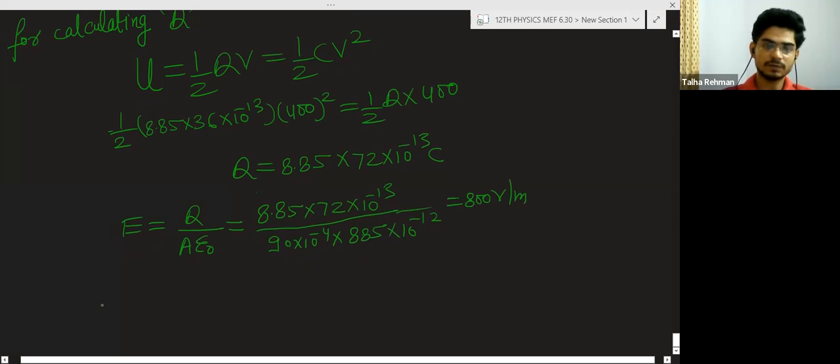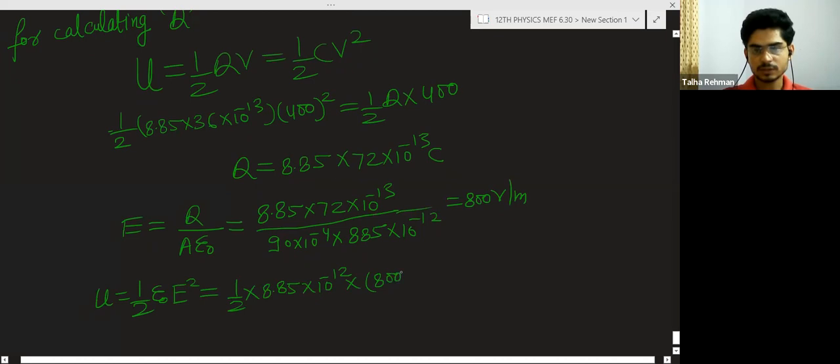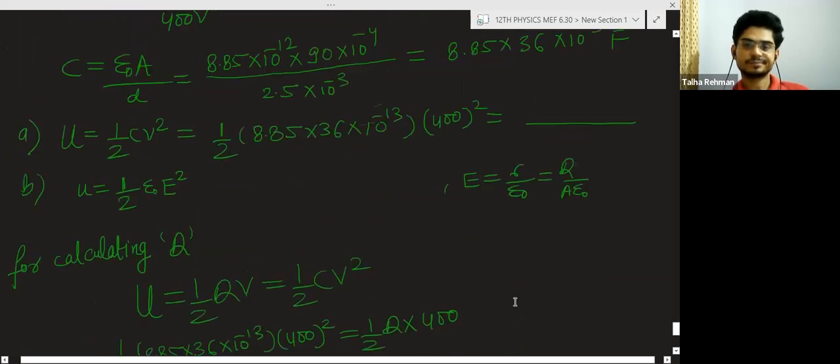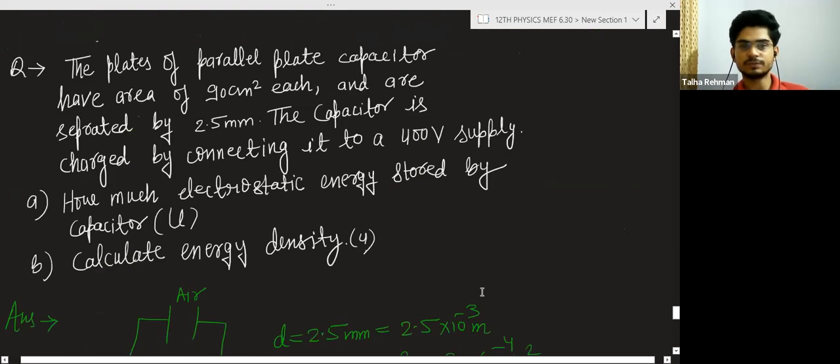And now finally we will calculate small u, half epsilon naught into E square. Half, value of epsilon naught is 8.85 into 10 to the power minus 12, into value of E square, means 800 square, and you can calculate this by yourself. So this is the question. Please note it down.